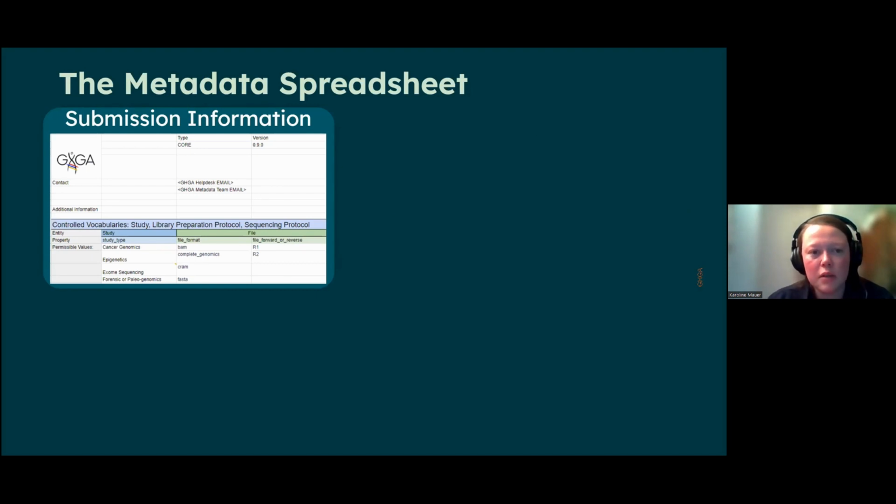as I said, I won't give you the big tour of the spreadsheet right now because we are still in the middle of a big revision, but I will show you the most important features. So what you will find in the spreadsheet is a sheet called submission information. And here you will find information about the metadata version, you will find contact information, and you will also find a list of our controlled vocabularies. These are sorted by property, and whenever we have an ontology implemented for a certain property, you will also find a link to the respective ontology.